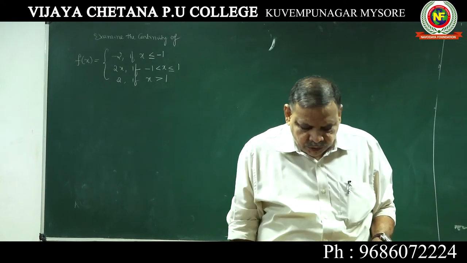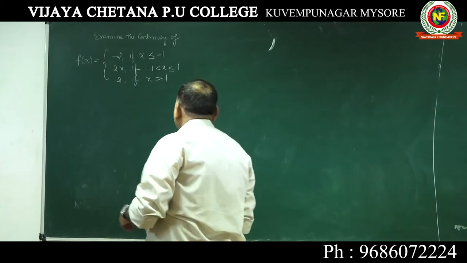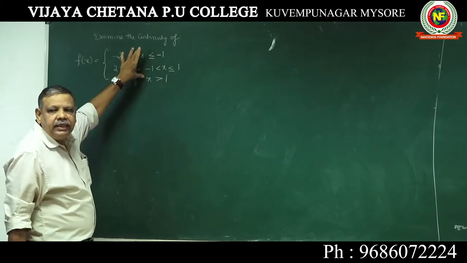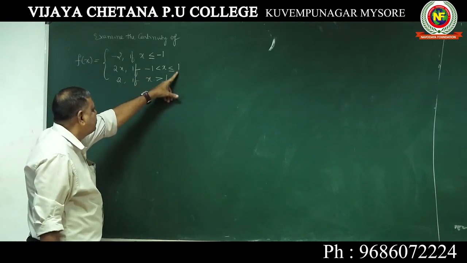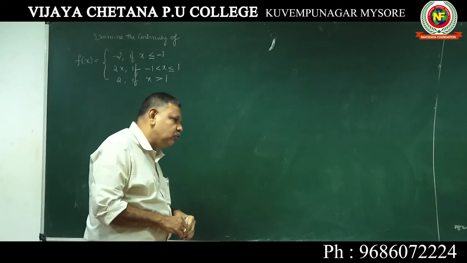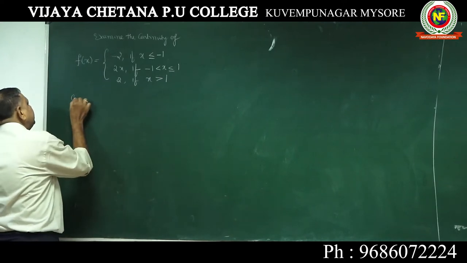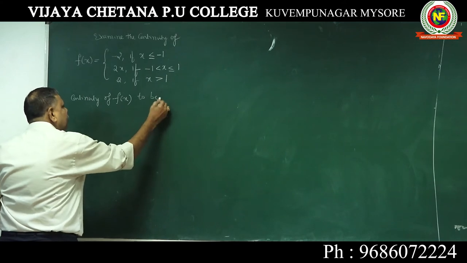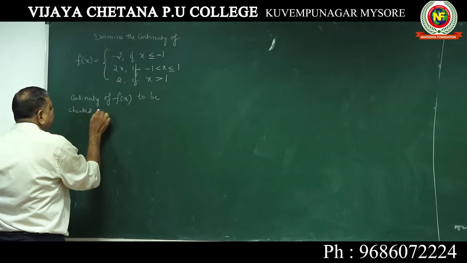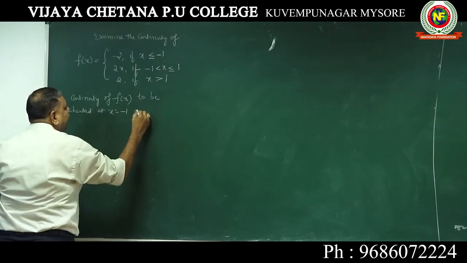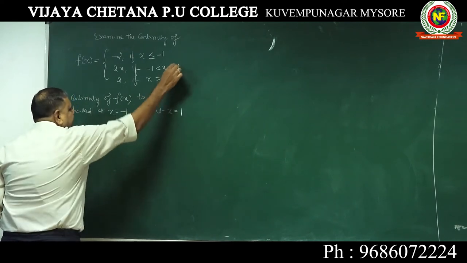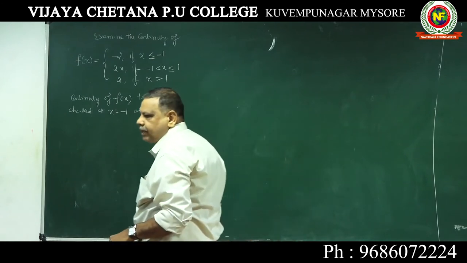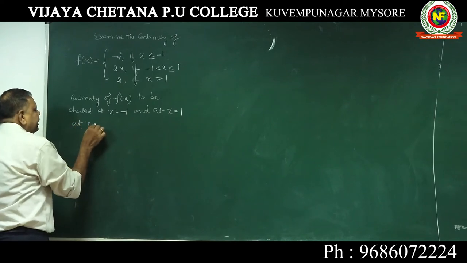Now tell me how to check the continuity, which are the points to be checked. Here x is less than or equal to minus 1, minus 1 less than x, and x greater than 1, so x equal to minus 1 is one point of continuity to be checked. Apart from it, plus 1 also. Less than 1 put there, greater than 1 put there. There are two points to be checked. You write that continuity of f of x is to be checked at x equal to minus 1, and at x equal to plus 1. So first we will check the continuity at x equal to minus 1.